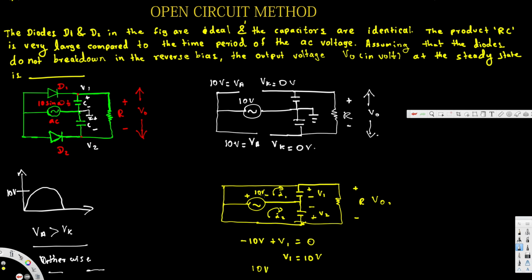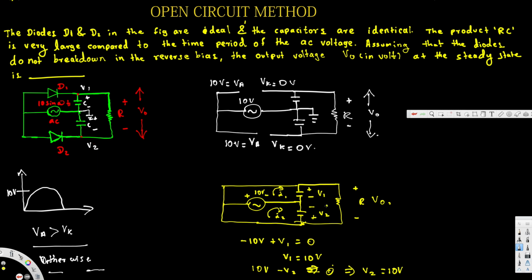This is going from plus to minus. Here this is minus to plus, right? This is plus to minus, plus 10 voltage, and here this is going from minus to plus, so this is going to be negative V2, and that is equal to 0. Therefore we are going to have V2 equal to 10 voltage. So we are having equal voltages: this is 10 voltage, this is 10 voltage.